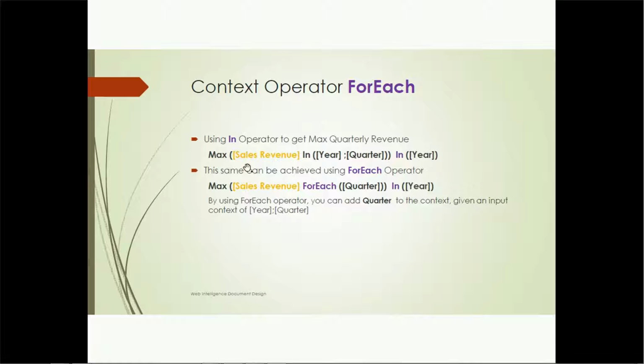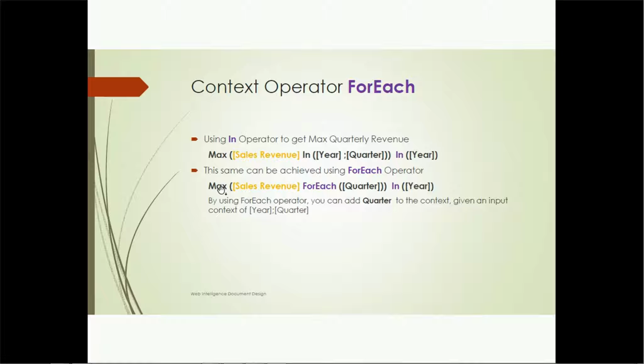So let's see how we can do this using the in operator to get max quarterly revenue. See, this is max of sales revenue in year, quarter, in year. What this does is it takes the maximum sales revenue by year and quarter, and it will display the output by year. Now this same result can be achieved with the for each operator. So for each operator and in operator do the same functionality.